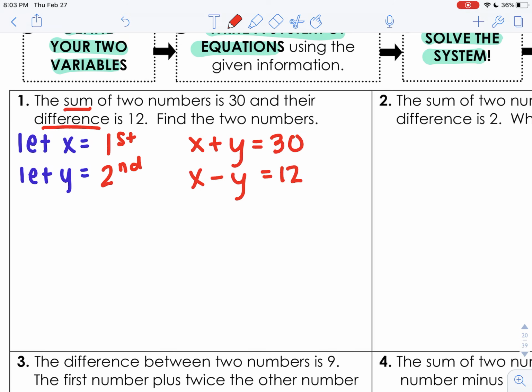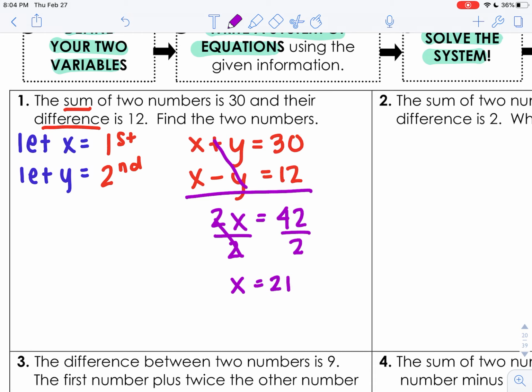So in this case, it's easier to use elimination. So we're going to cross the y's out and then add down. So we have 2x equals 42. Then we're going to divide by 2, and x equals 21.